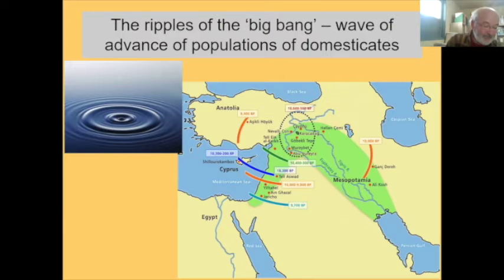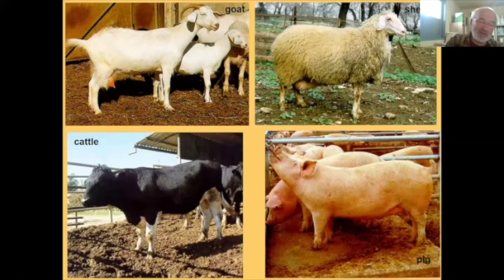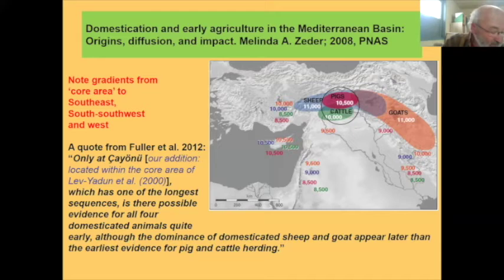Interestingly, this is also the case for the package of animals that includes goat, sheep, cattle, and pigs. The progenitors of all four domesticated animals overlap in an area that is quite similar to the core area that we suggested for plants. This is now true for human genetics as well, where ancient DNA can show that farming populations were leaving this region and going west as well as south and to the east as well.